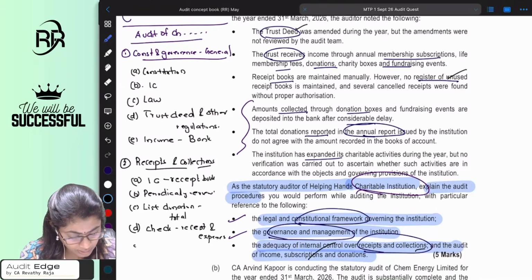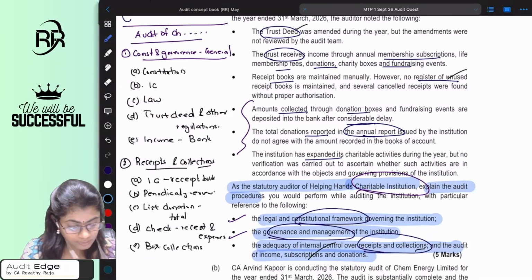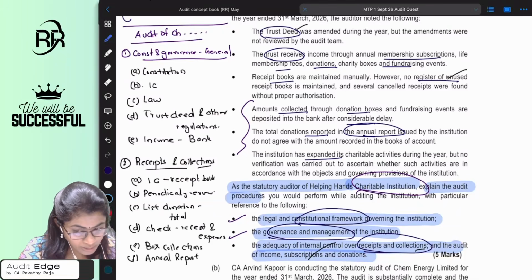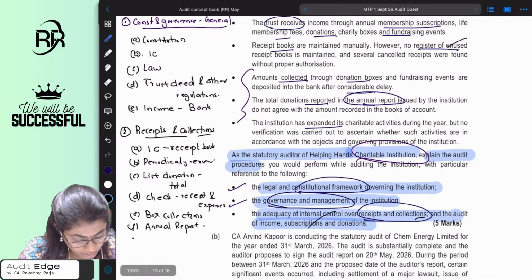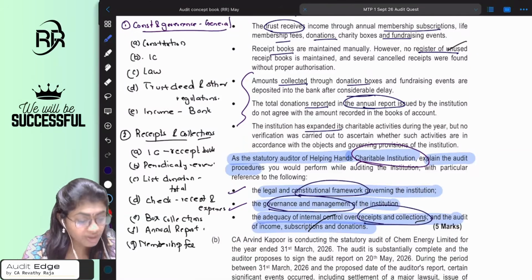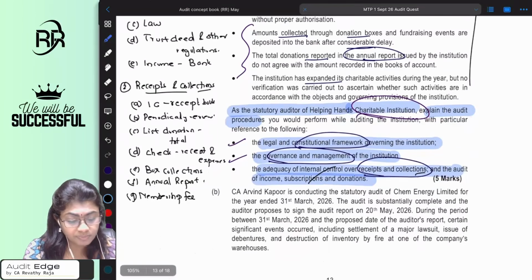Then regarding the donation collected from box collections, flag days, whether it has been properly reported in the annual report, the amount should be reconciled. And they should also check the membership fee received. From where? You will get all of this from here.